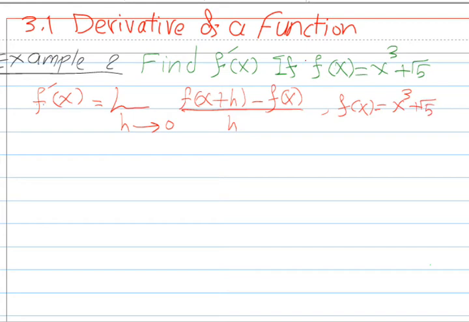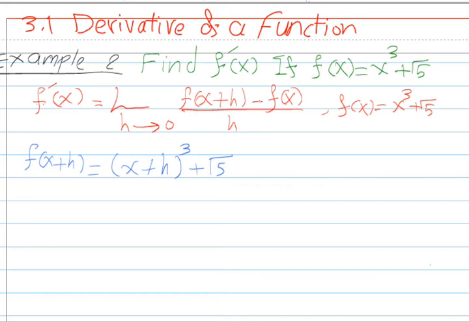To solve this example, first of all we have to prepare everything. I have to calculate f of x plus h. So f of x is x cubed plus radical 5. f of x plus h equals x plus h cubed plus radical 5. We have many methods to expand x plus h cubed.